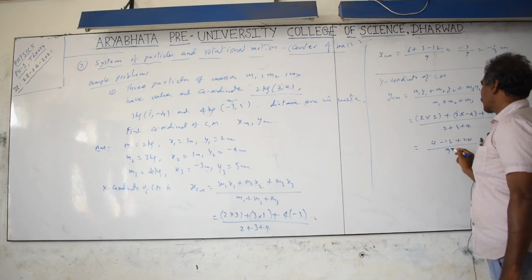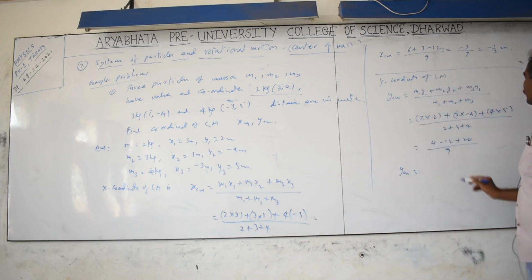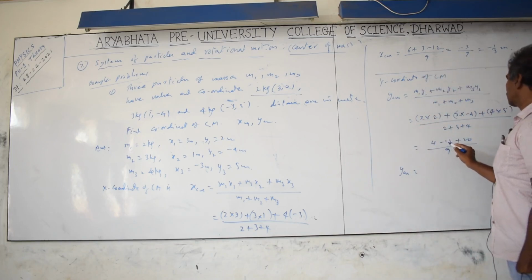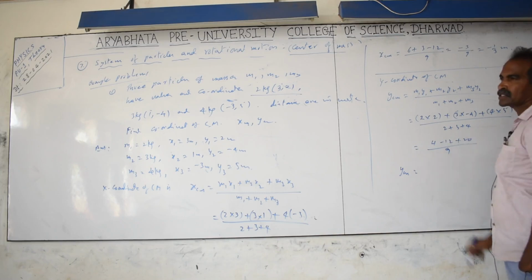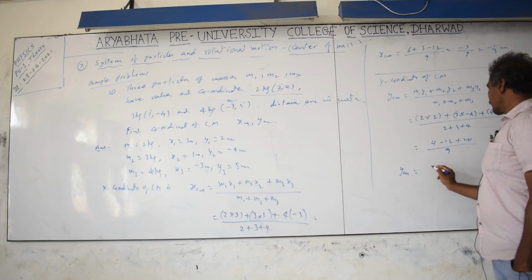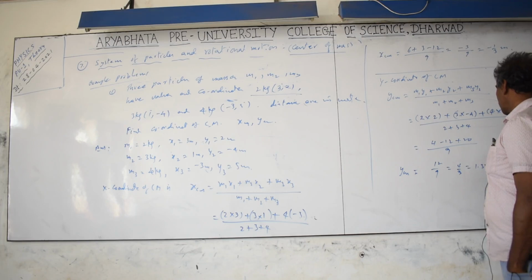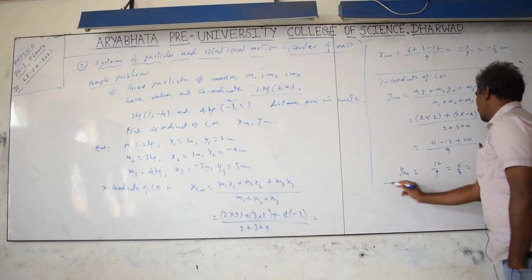4 minus 12 plus 20 by 9 is equal to minus 8 plus 20 is 12 by 9 meters, which is going to be 4 by 3, 1.33 meters is the y coordinate.